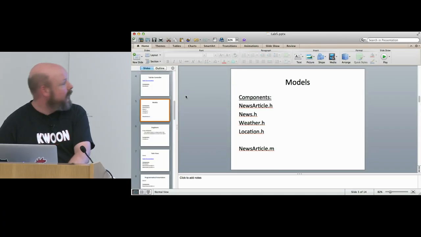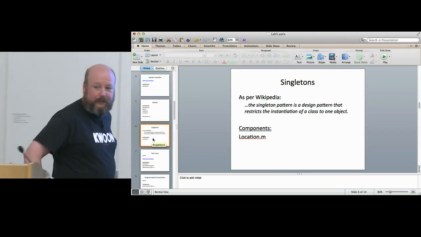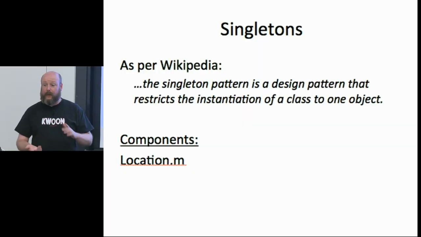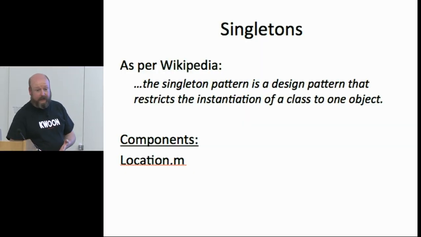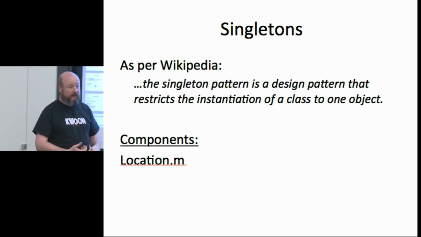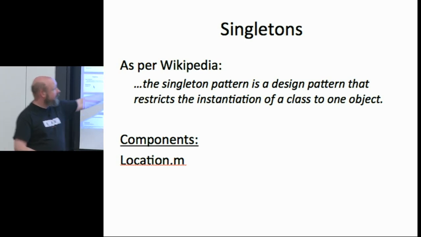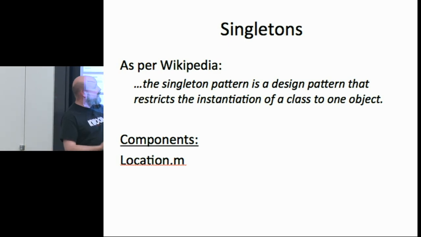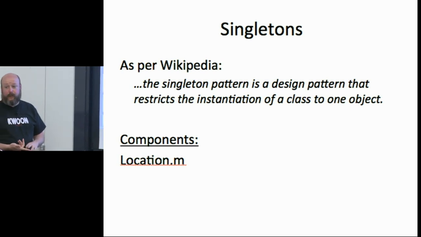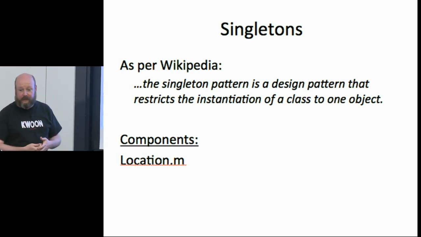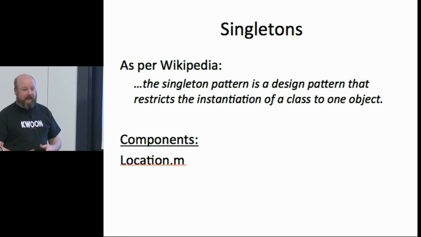All right. So I wanted to look at singletons. So you saw I had that singleton in there. This is the idea of using a design pattern. The one design pattern we've seen a lot already is the delegate pattern. That's pervasive in Objective-C, especially in iOS development, where you can say that another class is going to handle a method for you. The singleton pattern, as per Wikipedia, is a design pattern that restricts the instantiation of a class to one object. So what this basically says is, I ask to create the object, and it gives me the object. I ask to create the object again, no matter where I am in my code, it gives me back the same exact object as the first time.